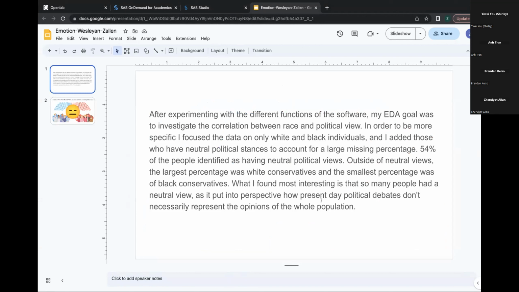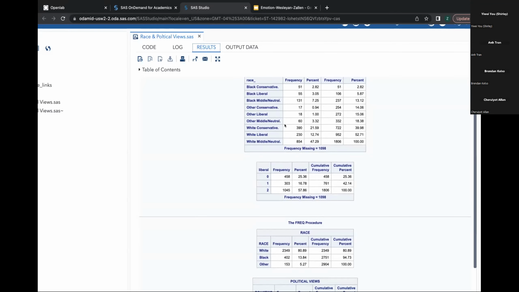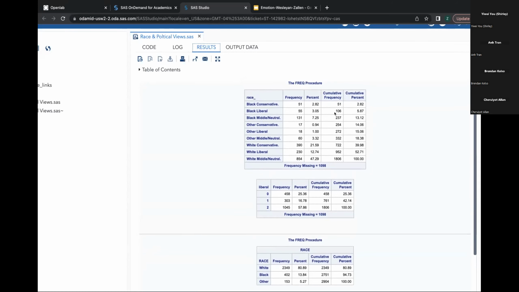But yeah, so I said it puts into perspective how present day political debates don't necessarily represent the opinions of the whole population. A lot of people aren't really one way or the other. Perfect. Good. I might take it a step further and add in how this affects happiness. I would be interested in a graph, once you take other out, that looks at the remaining six groups by happiness. That would be interesting. Okay.